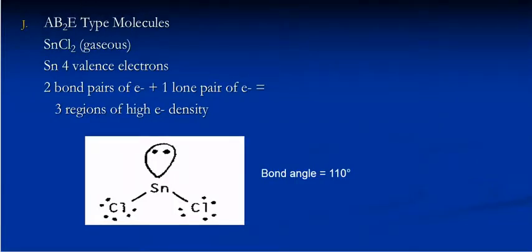AB2E type molecules. 1 central atom, 2 bonds, E stands for lone pairs. So this type of molecule has 1 lone pair. SnCl2, for example, you see the lone pair that I've circled. Lone pairs take up more space than bonded pairs, so the bond angle between the chlorines is 95 as opposed to 120 in the trigonal planar.